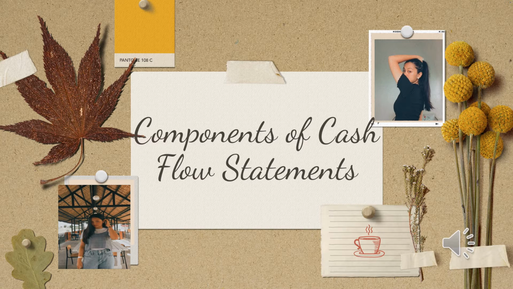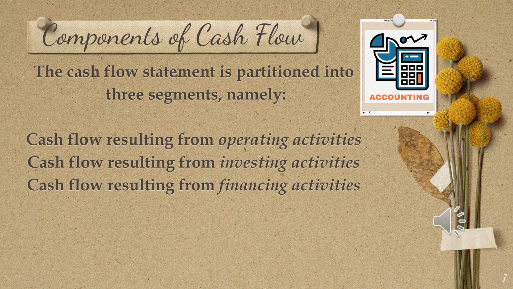After giving you a short introduction about cash flow statement, let me give you a simple discussion about the components of cash flow statement. The cash flow statement is partitioned into three segments: cash flow resulting from operating activities, cash flow resulting from investing activities, and cash flow resulting from financing activities.